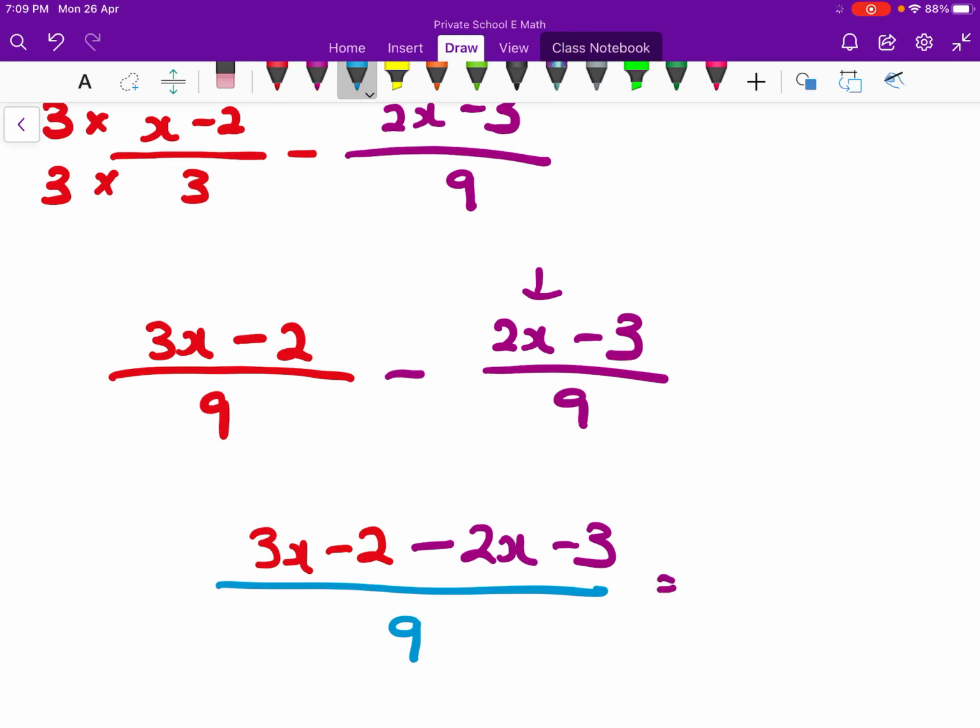So you will get 3x minus 2x is x. Minus 2 minus 3 is minus 5. So this is a wrong manipulation. So whenever you have two terms, please put a bracket so that you won't make any careless mistake.